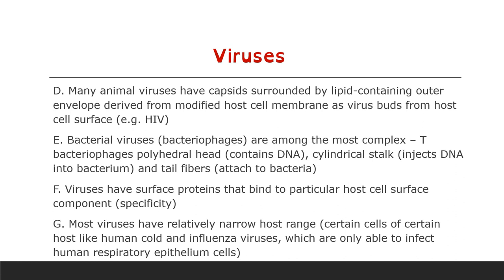And then viruses have surface proteins that bind to a particular host cell surface component, which is what you call specificity. So of course, to be able to bind to particular host cells, these viruses, as you know, are host specific. Okay, so it can be an animal, it can be humans, it can be bacteria. Okay, and then most viruses have a relatively narrow host range, wherein certain cells of certain hosts, like human cold and influenza viruses, are only able to infect human respiratory epithelium cells.